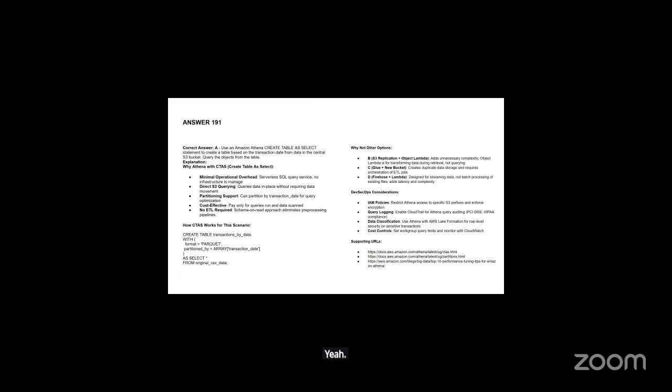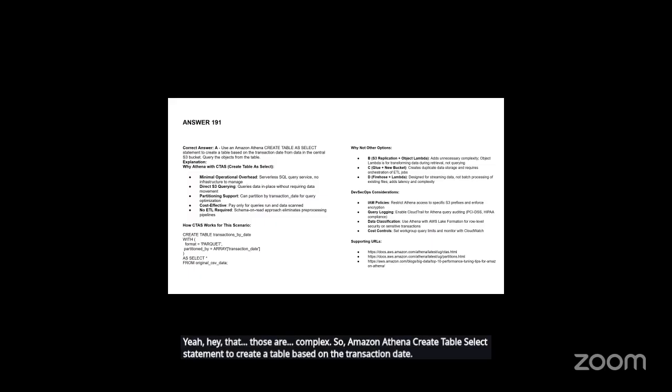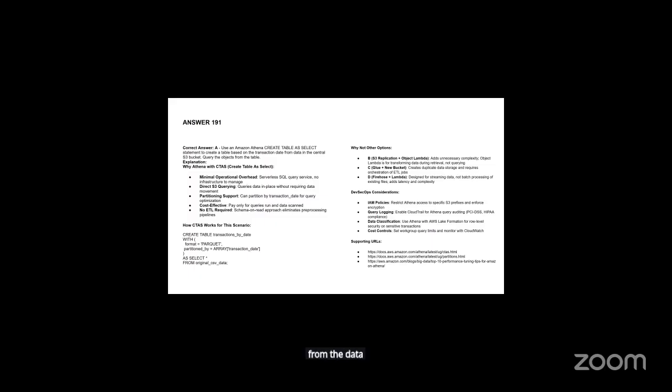Yeah, those are complex. So Amazon Athena, create table select statement to create a table based on the transaction date from the data in the central S3, and then query the objects from the table. So Athena has minimal operational overhead. This is a serverless SQL query service. So there's no additional infrastructure to manage. It has direct S3 querying, right?